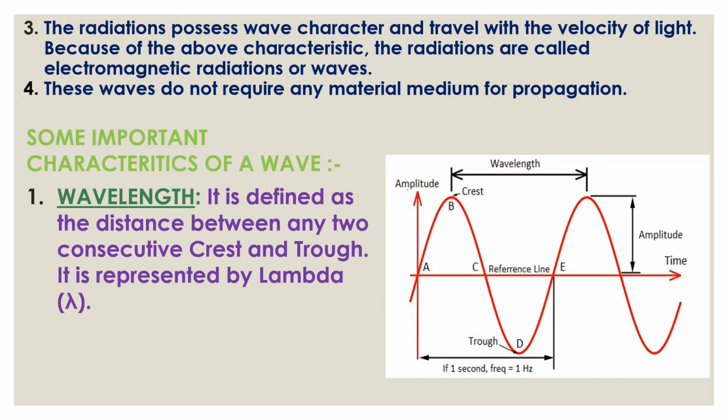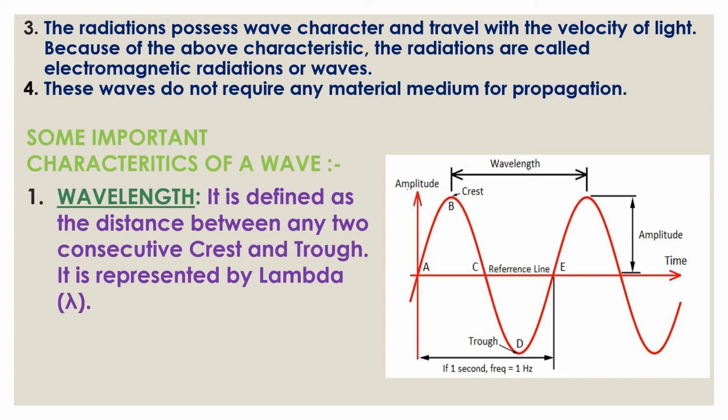Let us proceed to the third postulate, that is, the radiations possess wave character and travel with the velocity of light. You know the velocity of light is nearly equal to 3 into 10 to the power 8 meter per second. Because of the above characteristics, the radiations are called electromagnetic radiations or electromagnetic waves. The last one is that these waves do not require any material medium for propagation.